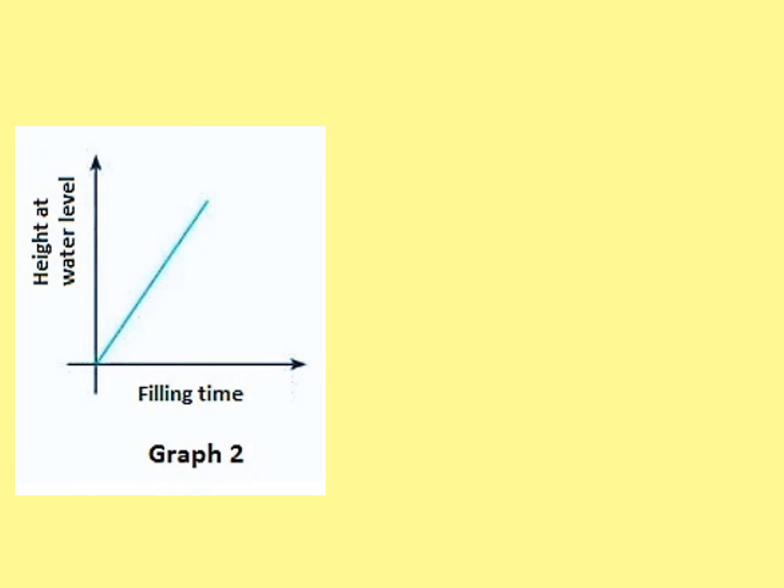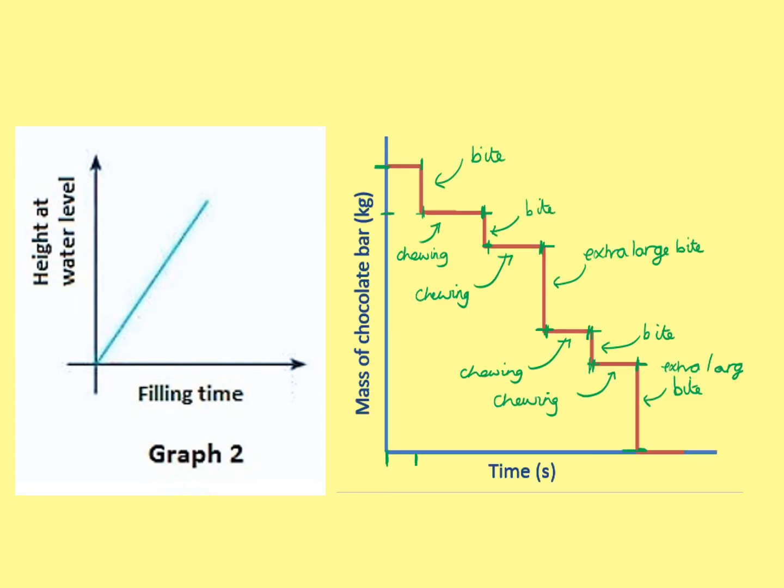So we looked at a graph of height of water level on the y-axis and time on the x-axis. And we just had a look at the mass of a chocolate bar on the y-axis and time on the x-axis. Now it's quite common that time is on the x-axis of graphs like this. It's often interesting to look at how things change over a period of time. And that's what we're going to do next, but with distance that something travels.